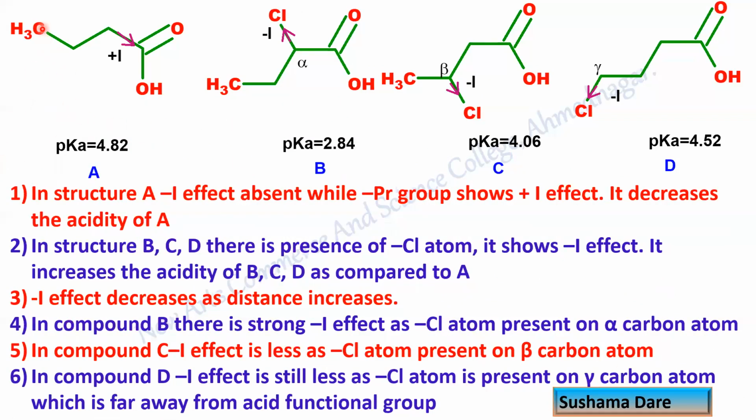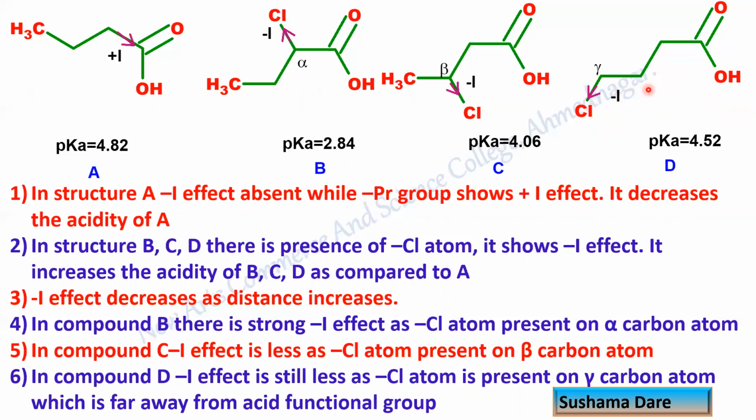Now this is the next example. Now this is 1, 2, 3, 4. It is a butanoic acid, a 4 carbon chain. The chloro group is present on alpha carbon, that is alpha chlorobutanoic acid. Now chloro group is present on beta carbon, so it is a beta-chlorobutanoic acid. And in the last example, chloro group is present on gamma carbon, that is gamma chlorobutanoic acid. So butanoic acid, alpha chlorobutanoic acid, beta chlorobutanoic acid, and this one is gamma chlorobutanoic acid.